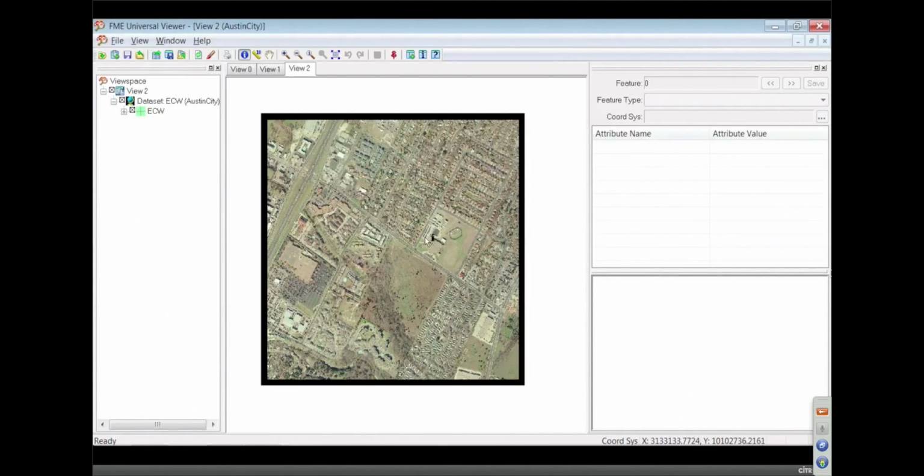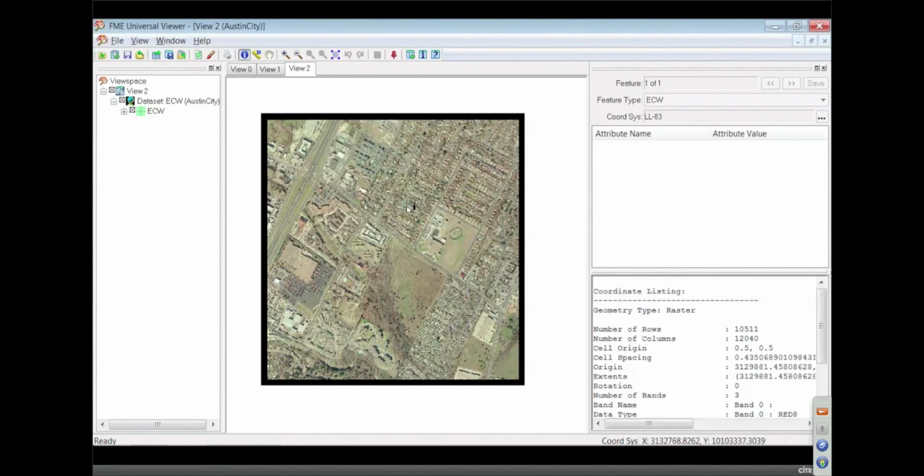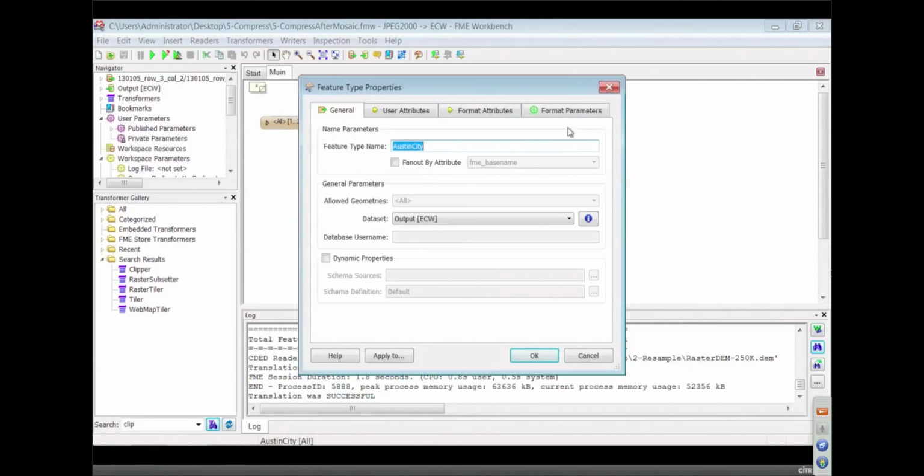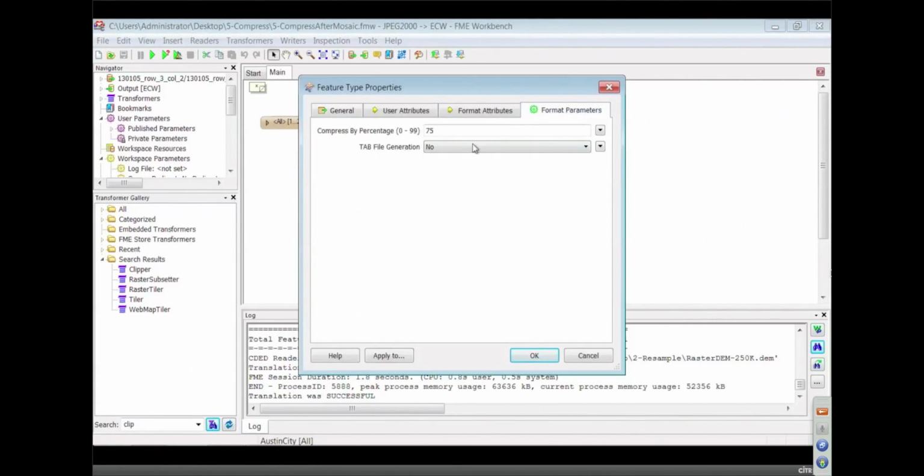There it is. So this is an ECW. That's, how big is it? Well, 10,000 by 10,000 approximately. And I don't know, Dave, are there parameters that can control the amount of compression? You can set the compression ratio. Oh, there it is. Yeah.